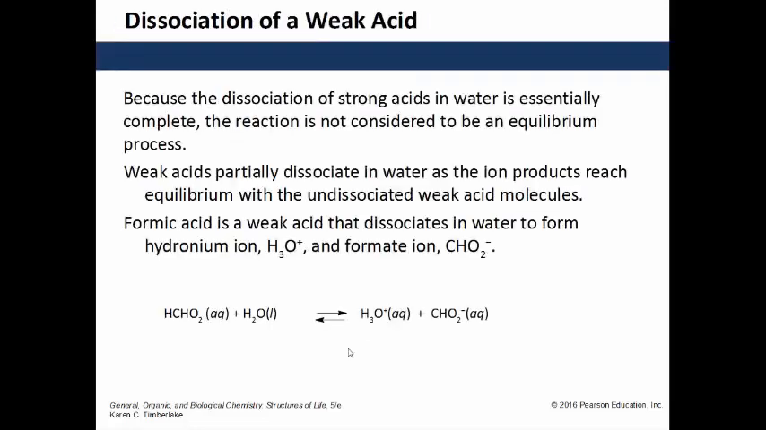Dissociation of a weak acid. When a strong acid dissociates or breaks down in water, it is essentially a completed process. There's nothing left to do, so this is not considered to be an equilibrium process. But for weak acids, they only partially dissociate. This is an example that you're given here. Formic acid being dissolved in water will give you hydronium ion and formate ion. Because remember, this is a weak acid. It will not fully break apart, so you'll still have mostly formic acid left over, but some hydronium ion produced and some formate ion produced.